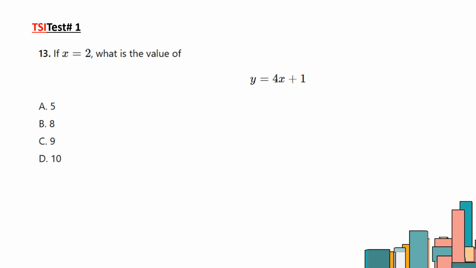Number 13. If x equals 2, what is the value of y? Okay, so you have x right here. So you just plug in because x equals 2, right? When you see x, you plug in 2. y = 4 times 2 plus 1. Now 4 times 2 is 8, plus 1 is 9. So C is the correct answer.